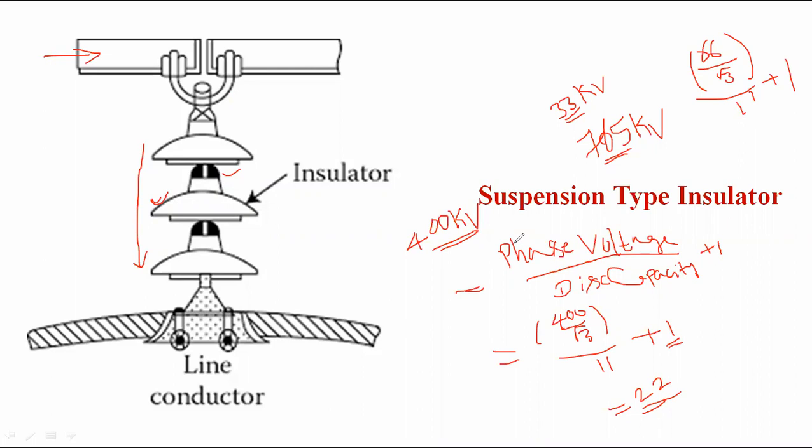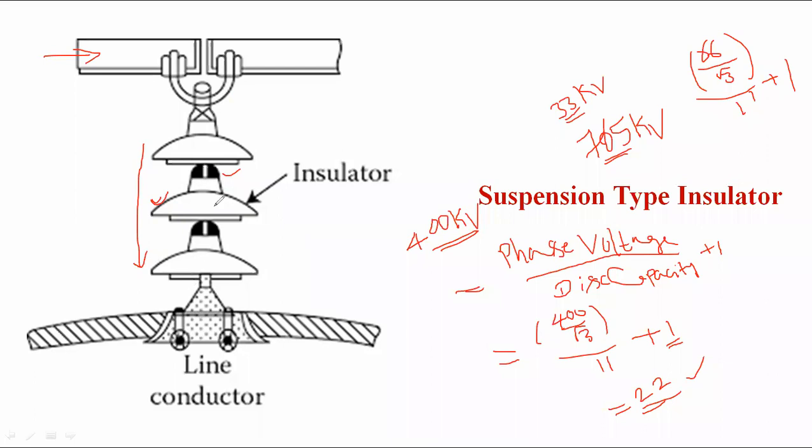How do we choose the number of discs required? Based upon the formula: phase voltage divided by disc capacity, plus one additional or spare disc. For example, take a 400 kV transmission line: 400 by root 3 is the phase value, divided by the disc capacity of 11 kV, plus one spare disc. If the fraction is 0.5 or above, we round up to the next digit; if less than 0.5, we round down. So for a 400 kV transmission line, how many discs are connected in series?